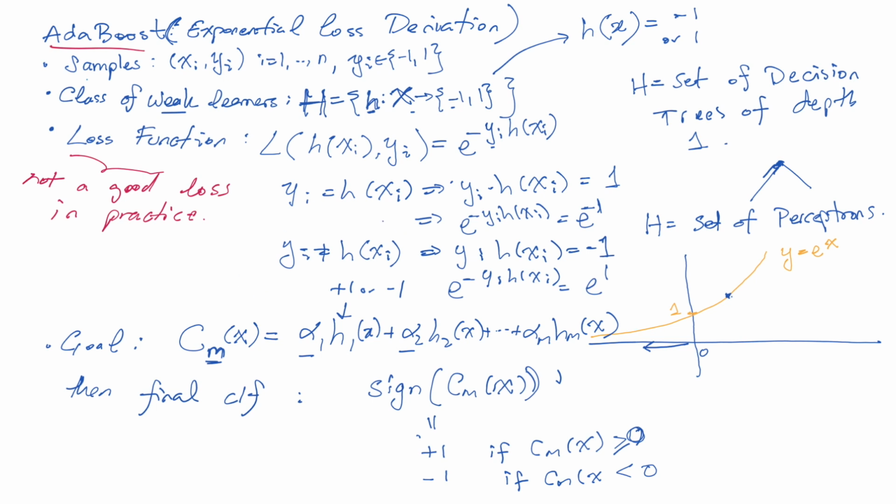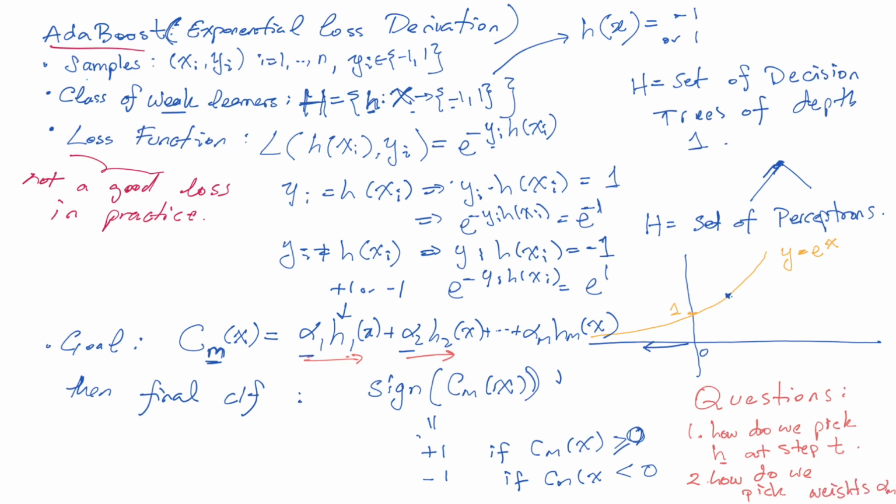So to derive the algorithm, we need to understand two questions. First, how do we pick H at step T? You're basically thinking of this as, at step 1 you pick this guy, and then at step 2 you add this guy, and you keep adding more and more for M steps. So how do we pick H at each step? And second, how do we pick the weights alpha M? How much weight should I give H2? How much weight should I give H3?